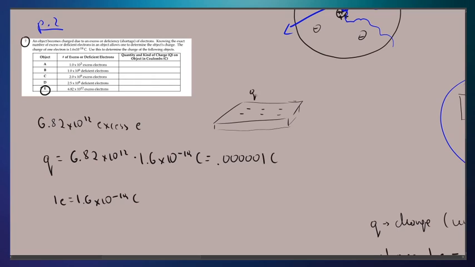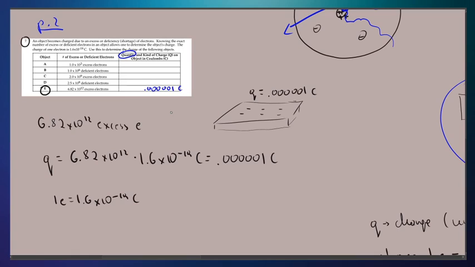So what I would write is that the charge Q of this object is now 0.000001 coulombs. All right, so that's part of it. What I just did is I calculated the quantity. So somewhere here I would put 0.000001 coulomb. That's the quantity of charge.